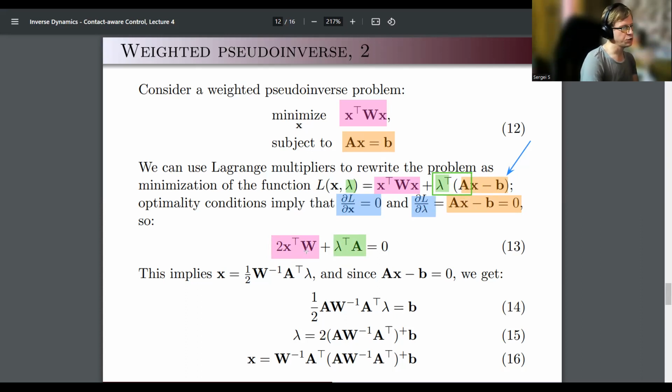Then we transpose it and express x out. We get this nice expression here. So the expression for x is x equal to 1/2 W inverse A transpose lambda.